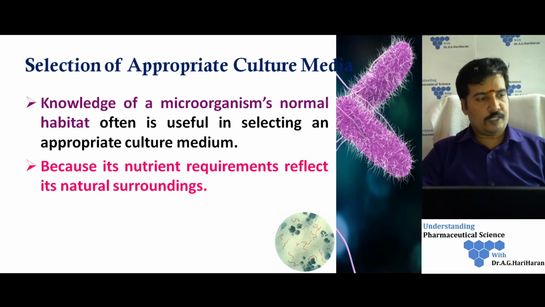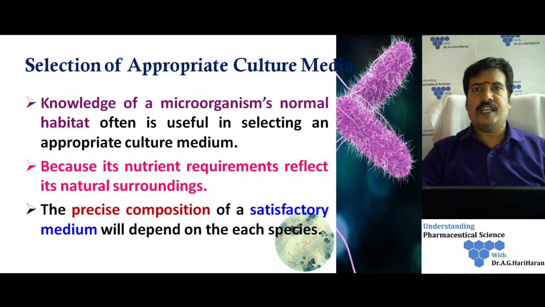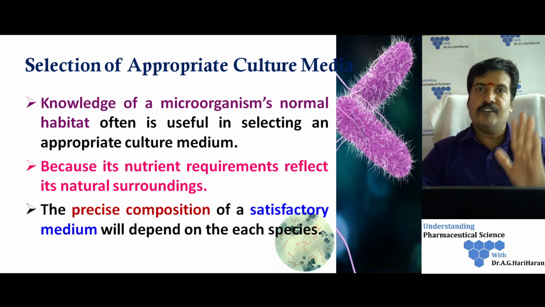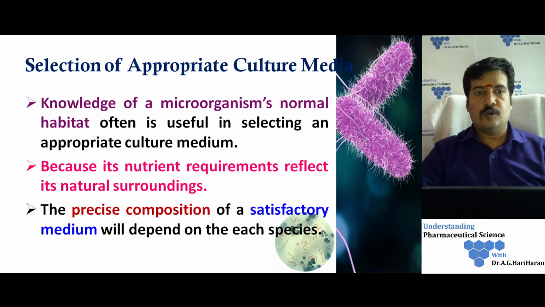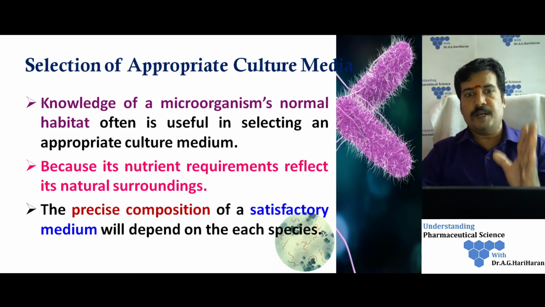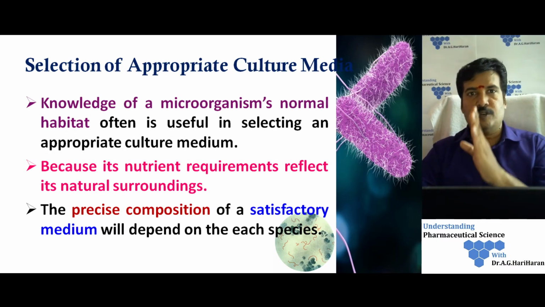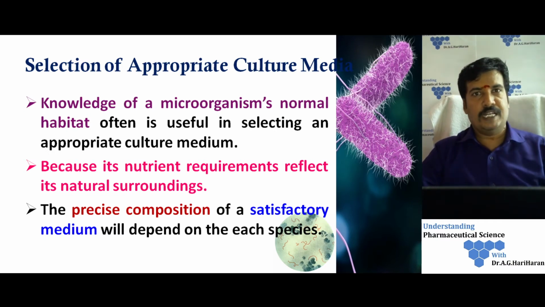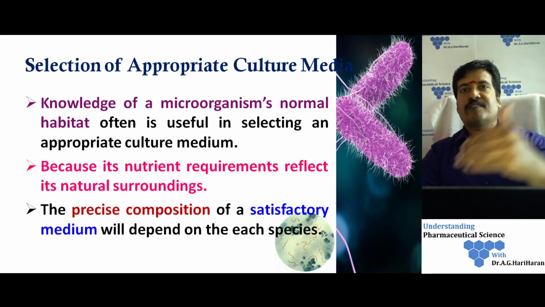So these natural surroundings will help to determine the nutritive requirements of that particular bacteria or fungi or any type of microorganism, so that we can design a precise composition of the microbial culture media. Each and every microorganism will have different nutritional requirements. So the precise composition will depend upon each and every species. A satisfactory culture medium will need a precise composition which can vary from one species to another, both in terms of chemical constitution as well as the pH.